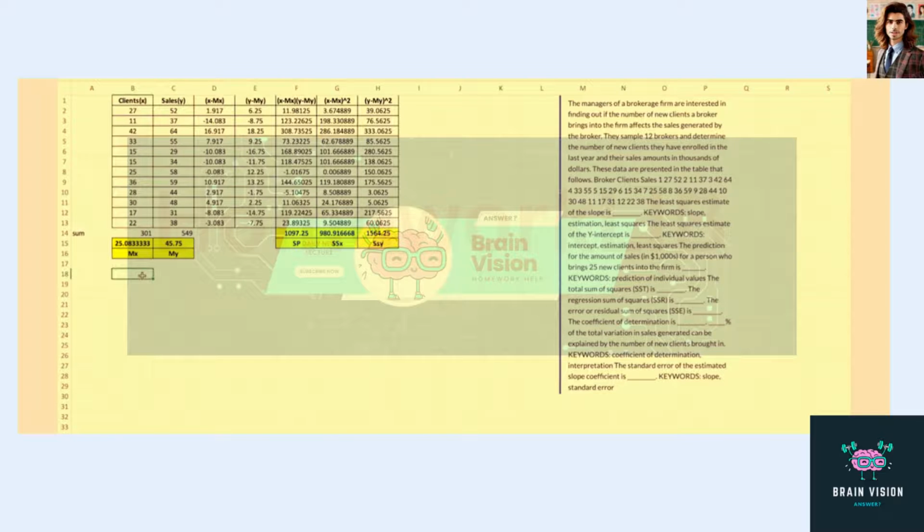Now to find the least squares estimate of the slope, I am going to take my sum of the products and divide it by the sum of the squares of X. So that is my sum of the products divided by the sum of the squares of X. I'm going to highlight this just so you know that that is an answer there, and make this a little bit bigger, and merge that.